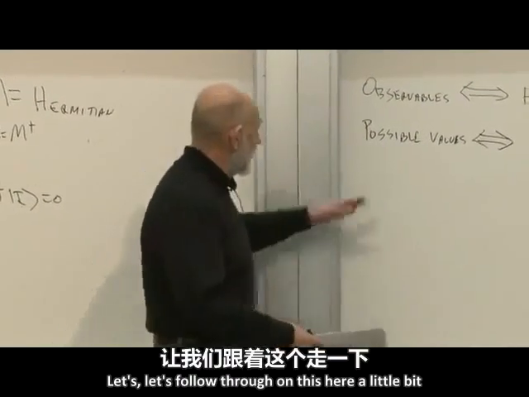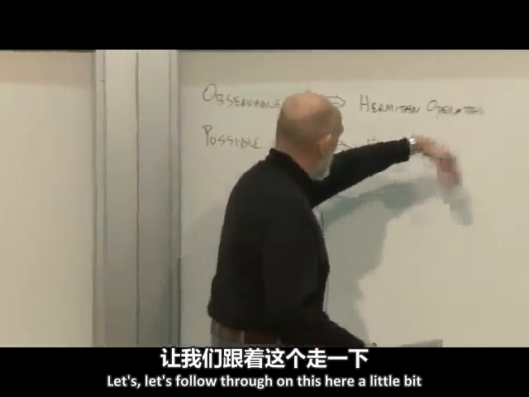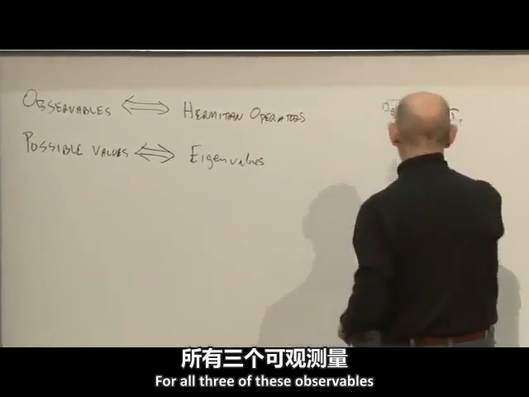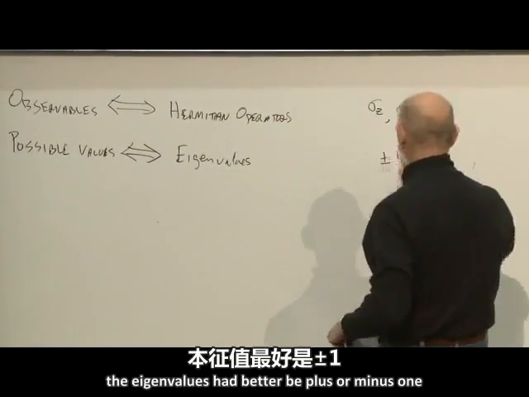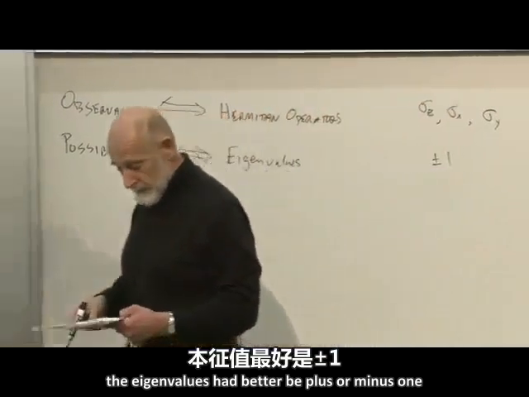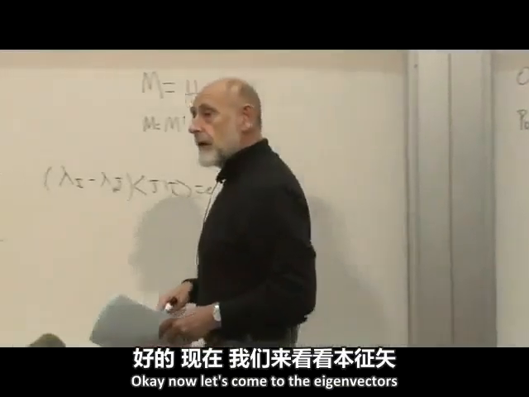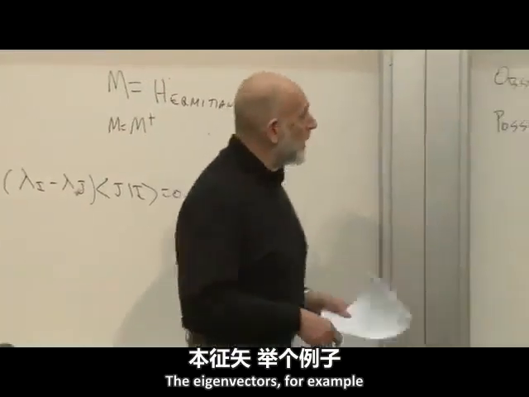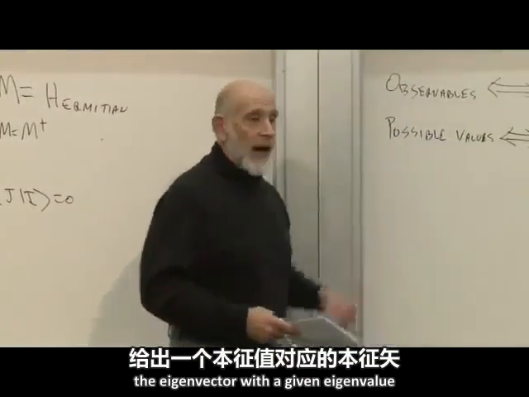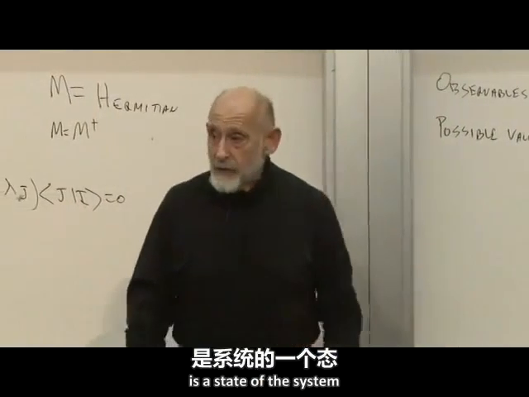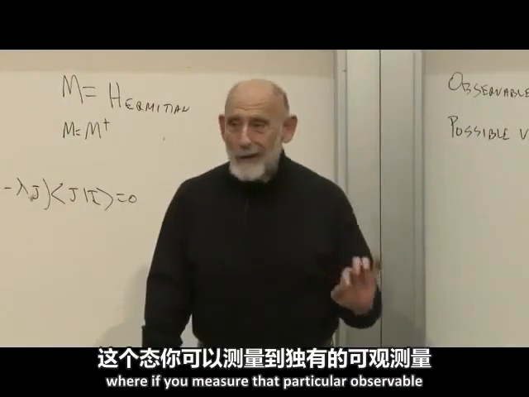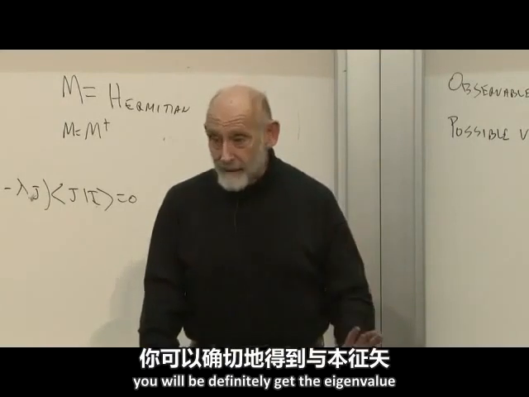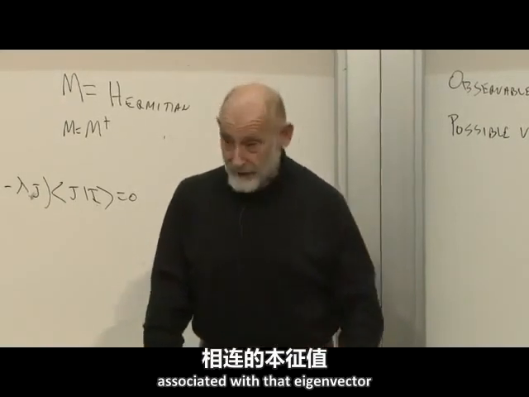Let's follow through on this a little bit. For all three of these observables, the eigenvalues had better be +1 or -1. Now let's come to the eigenvectors. The eigenvector with a given eigenvalue is a state of the system where if you measure that particular observable, you will definitely get the eigenvalue associated with that eigenvector.